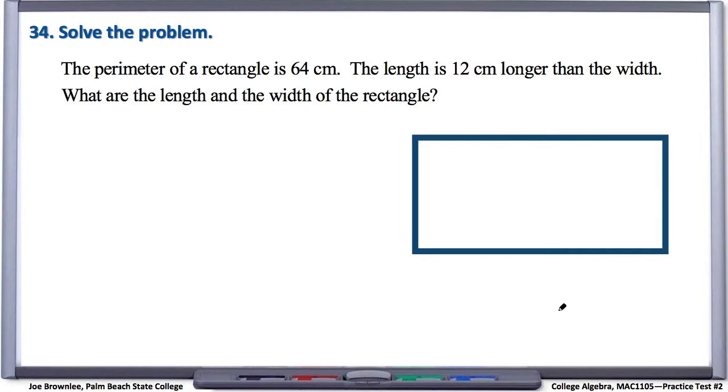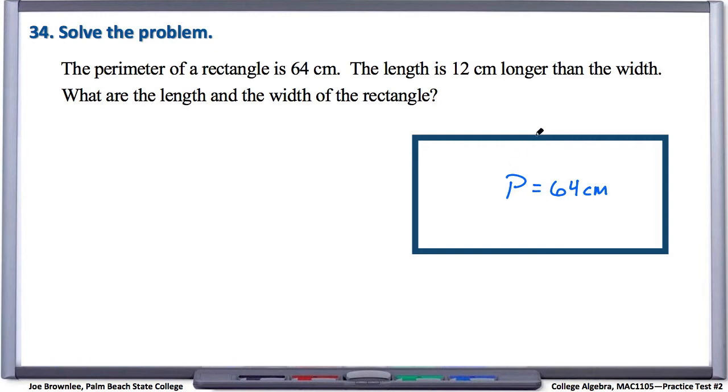And I went ahead and put a little diagram of a rectangle over here to the right just to help us formulate and see what's going on in this problem. Because what we're going to do is come up with a system of equations. We're going to come up with two equations. We're going to solve the system by substitution, and then we'll be able to find what the length and width of this rectangle are.